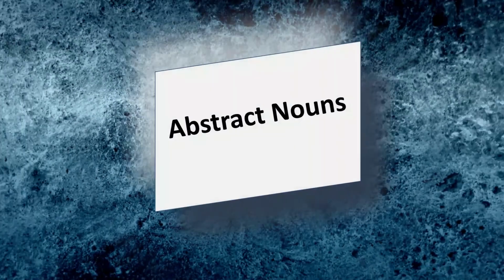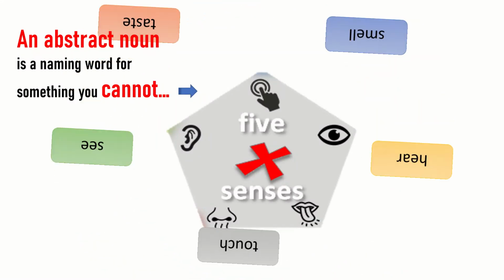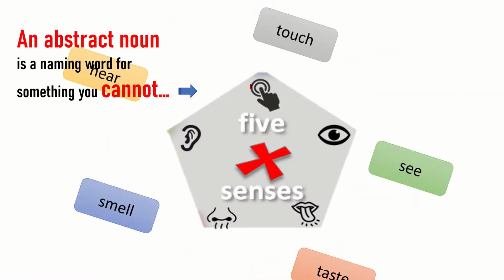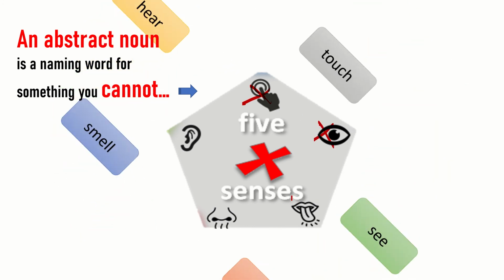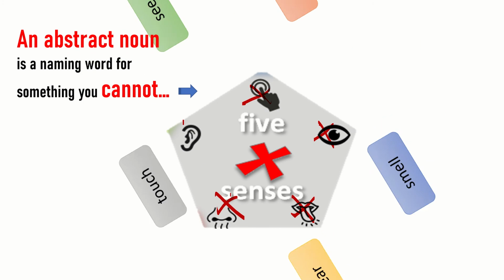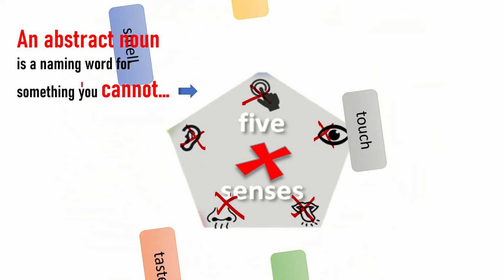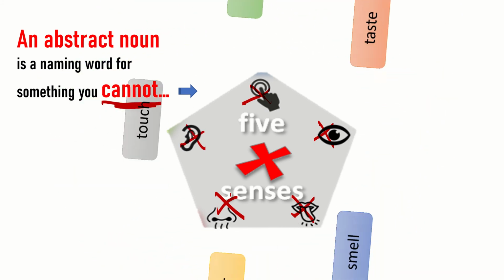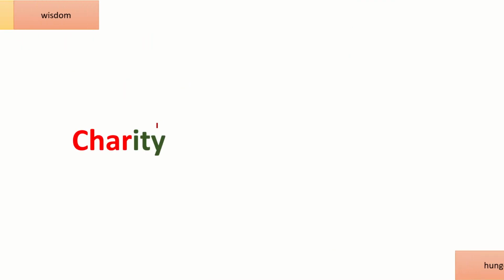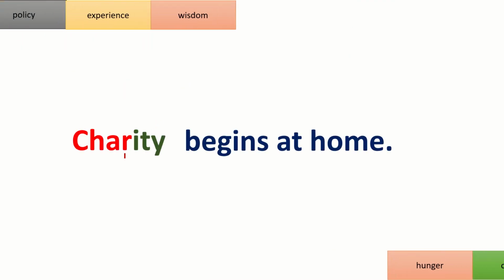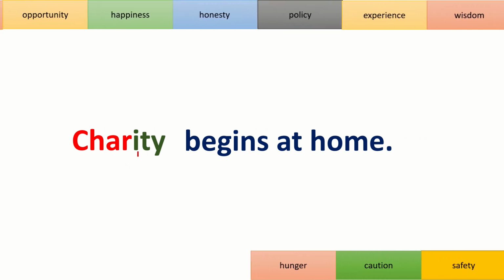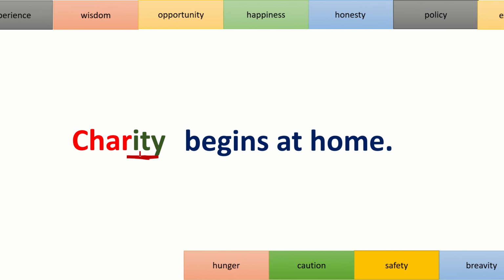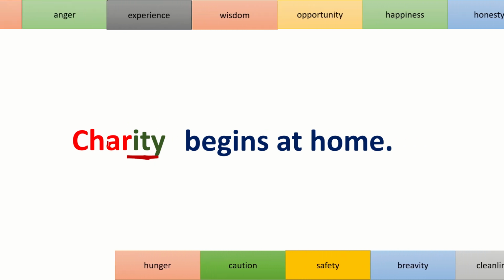Next, abstract nouns. An abstract noun is a naming word for something you cannot see, touch, taste, smell, or hear. You cannot do it, okay? Charity begins at home. Charity is giving, always giving, starting at home. There is a noun suffix here, ity. These noun suffixes make abstract nouns.